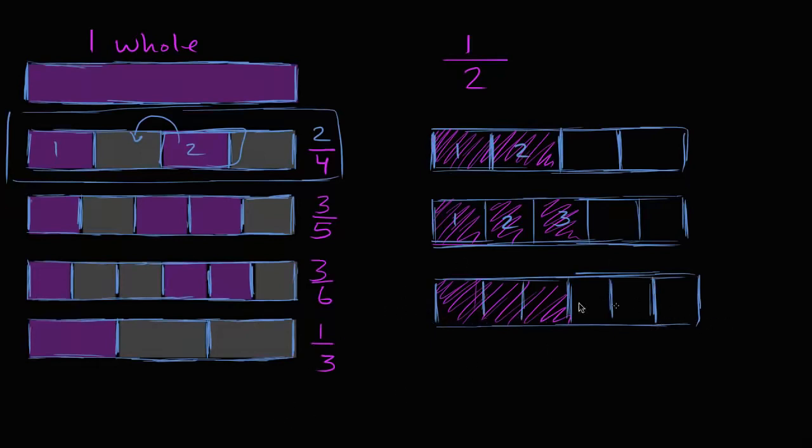Now I haven't changed how much I've shaded in. I thought of it as 1/2 of the entire bar, but now when I think in terms of sixths, it's 1, 2, 3 sixths. 3 sixths is the exact same thing as 1/2. We have 1, 2, 3 out of 6. And once again, if you took these 2 and you shifted them over here, you would get something that looks very much like that or like this. So this right over here is the same thing as 1/2.